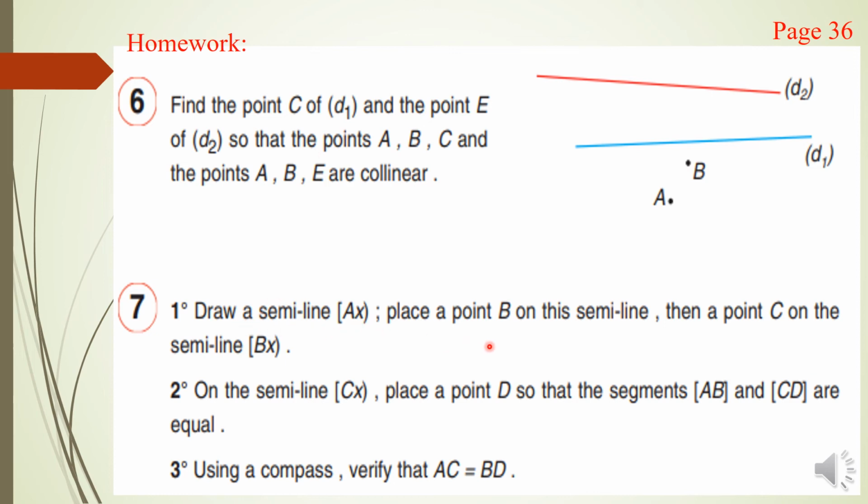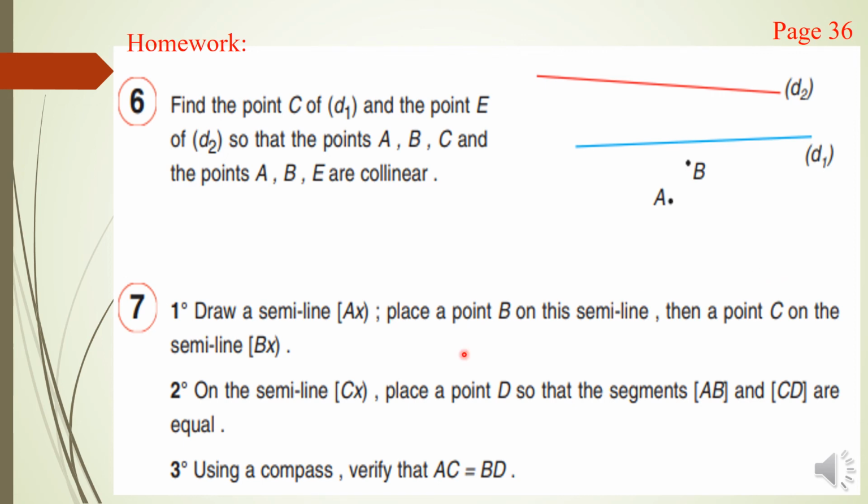Draw a semiline AX. Place a point B on this semiline. We have to draw a semiline, starting with the point A and without ending. Then I will put on it a point B. Then a point C on the semiline BX. Okay? On the semiline BX, starting from the point B, I will put a point C.